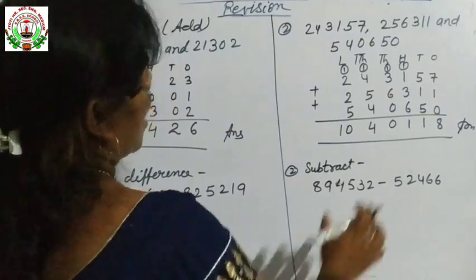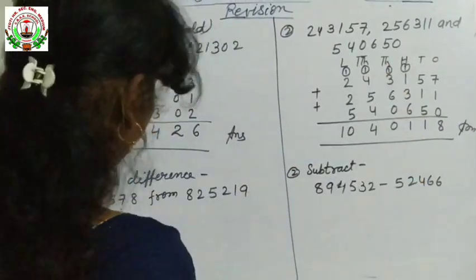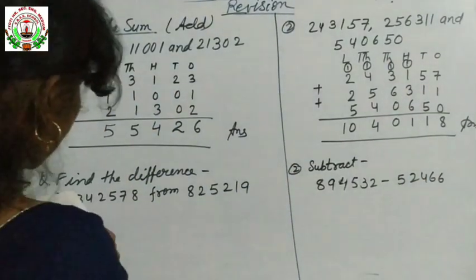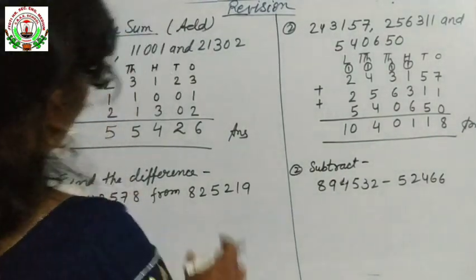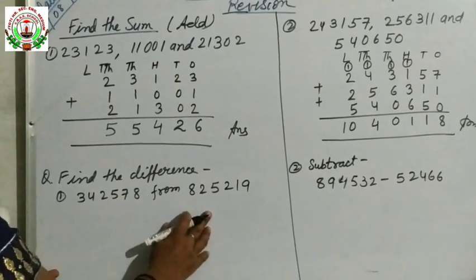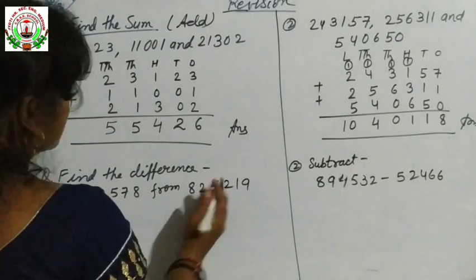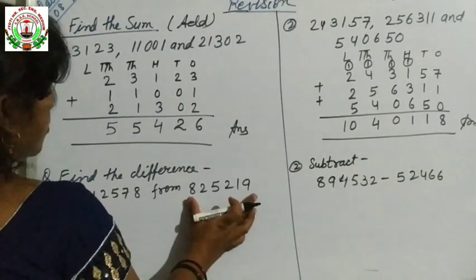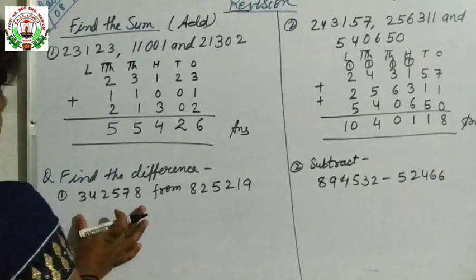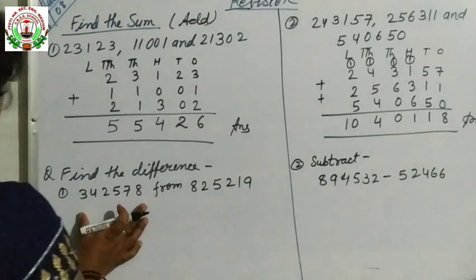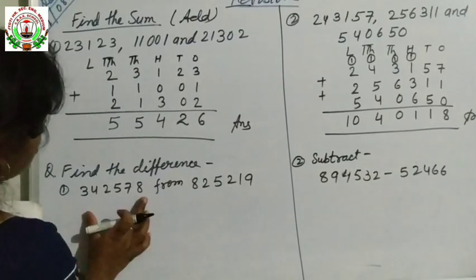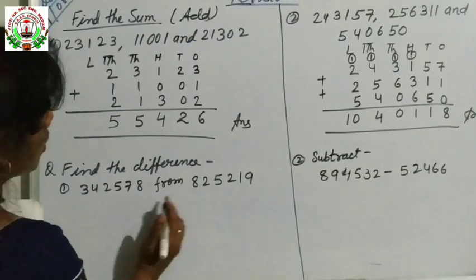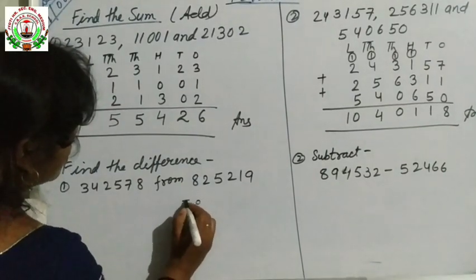Children, write all the numbers straight. Then you will add correctly and you will get the correct answer. Understood? Now next is find the difference. Find the difference means subtract. It is the greater number, so this number you will write first. After that you will write this number and subtract it. It is given in the question that this is subtracted from this number. So first you will write the biggest number.